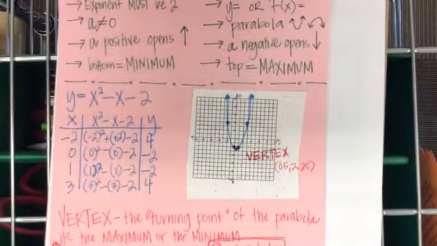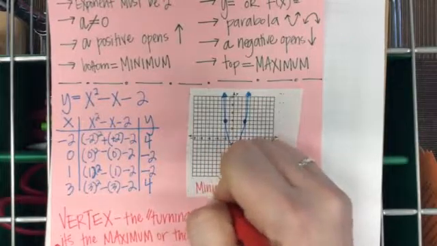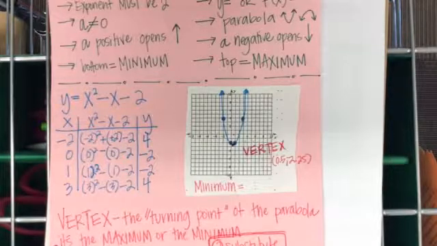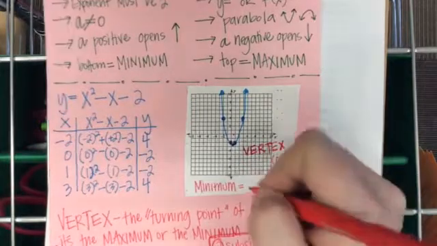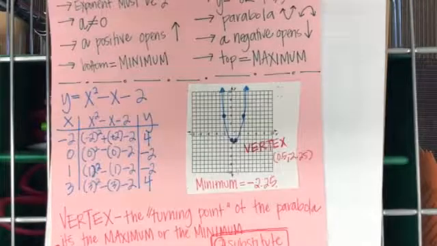Does this graph have a minimum or a maximum? This graph has a minimum. And what's the minimum value of this graph? What's the lowest point? What's the value? What's the lowest value? What's the very bottom of the graph? What's the lowest that graph can go? Negative 2.25. That's the lowest this graph goes.